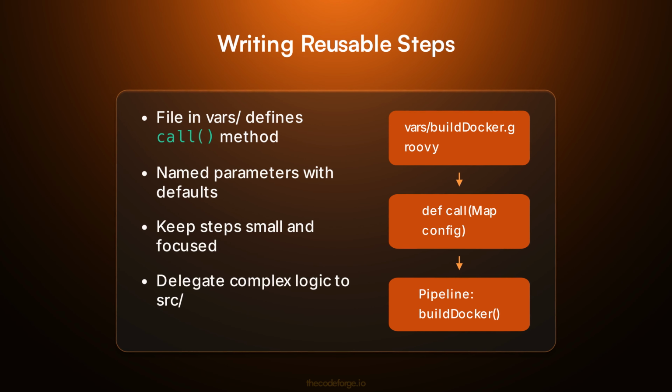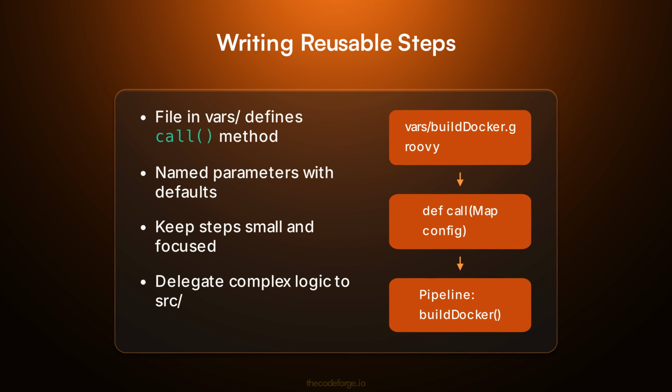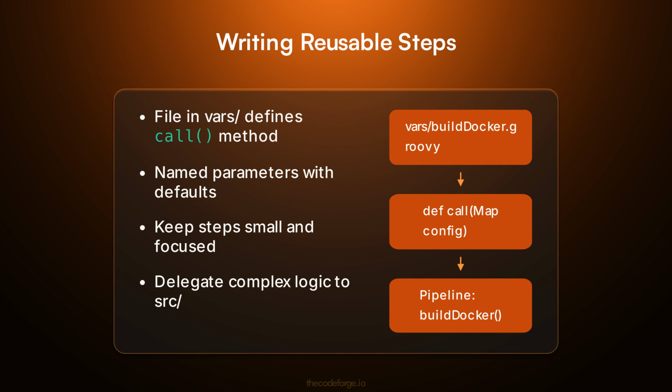Each file in vars/ defines a call method that can be invoked directly in a pipeline. Use named parameters with defaults for flexibility. Keep steps under 50 lines and delegate complex logic to src/ classes.